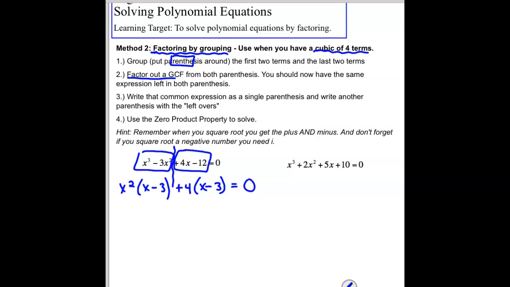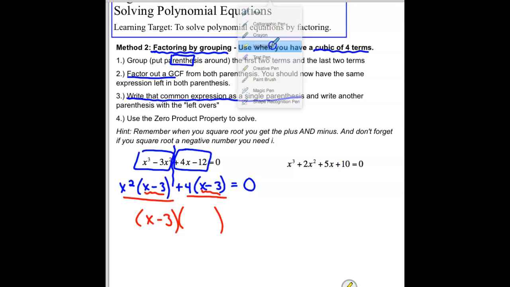Okay? The next step is to take out the common expression as a single parenthesis. So notice that this first half has an x minus 3 that's a factor, and the second half also has an x minus 3 that's a factor. So that's going to come out as my common one. And then I have a factor made up of the leftover parts. And by leftover parts, I mean these pieces. Okay, the things that we had factored out, those GCFs. So I have an x squared plus 4 as my remaining factor. Okay?